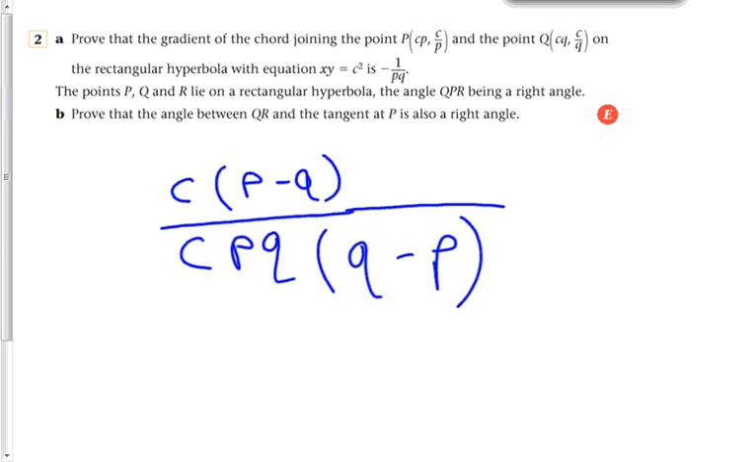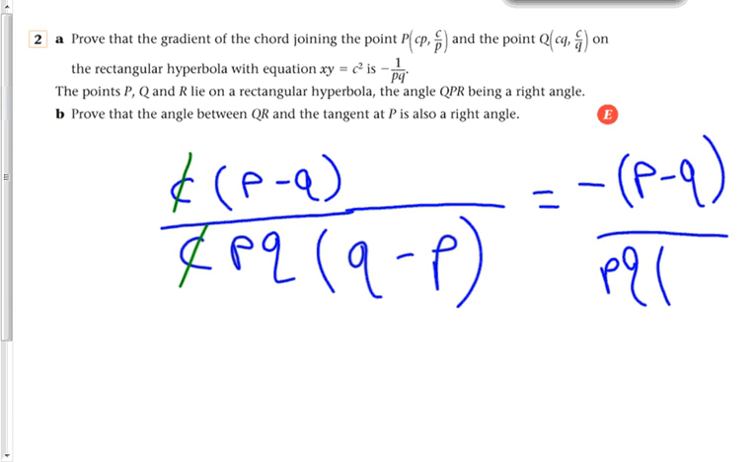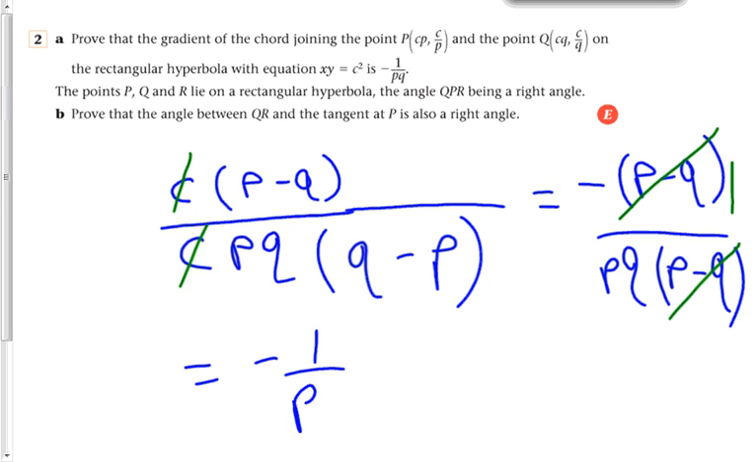I might slow this down a little bit for you. The c's cancel out. Multiplying top and bottom by minus 1, I get minus (p minus q) all over pq times (p minus q). You can see here, this cancels out that, and therefore we're left with minus 1 over pq as required. So this is very elementary.